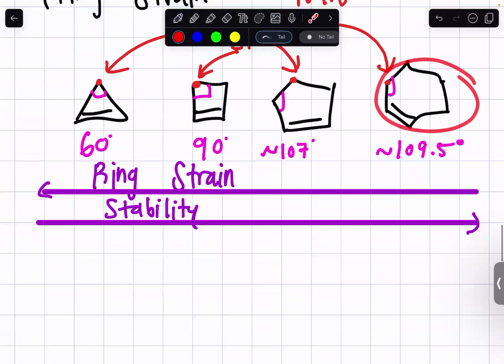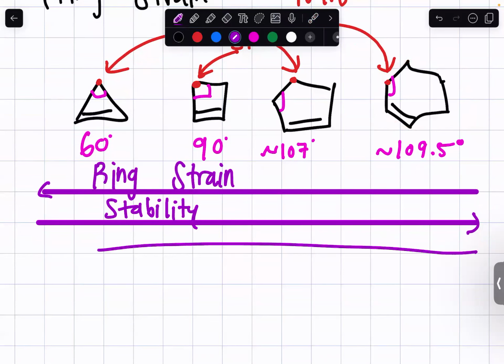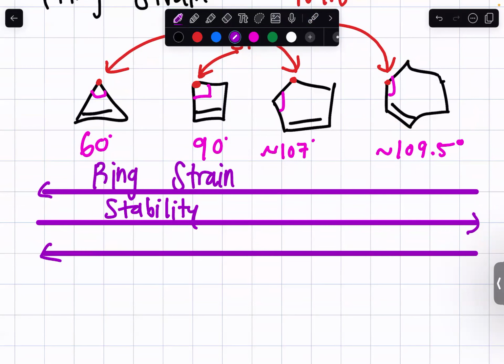So ring strain follows energy. Ring strain is going to be directly proportional to energy. So as you increase ring strain, you increase energy as well. As you decrease ring strain, you decrease energy as well. Ring strain and energy are inversely related to stability.